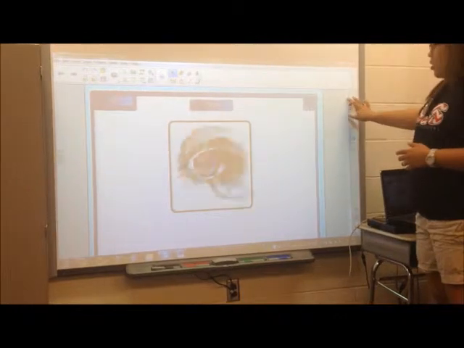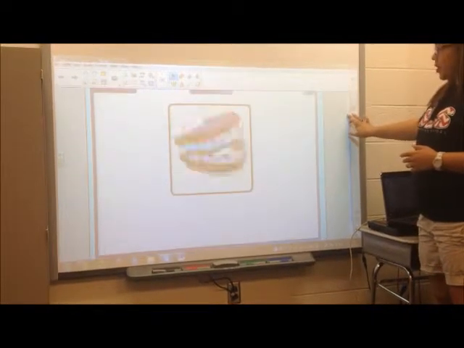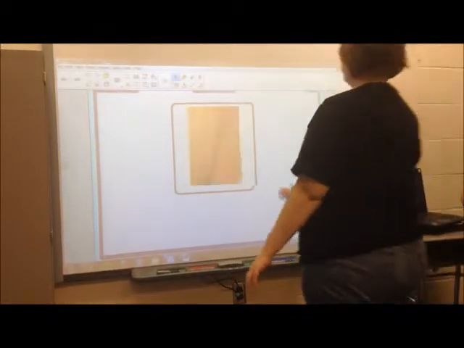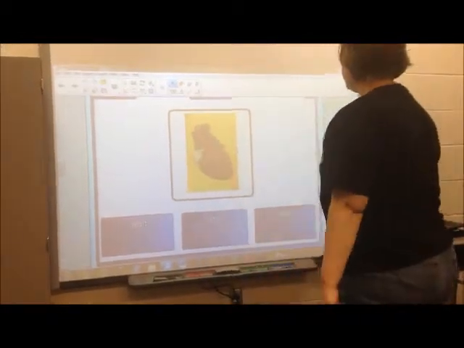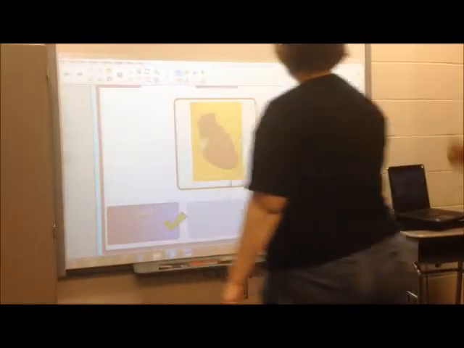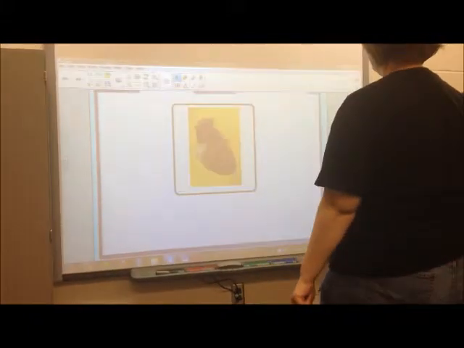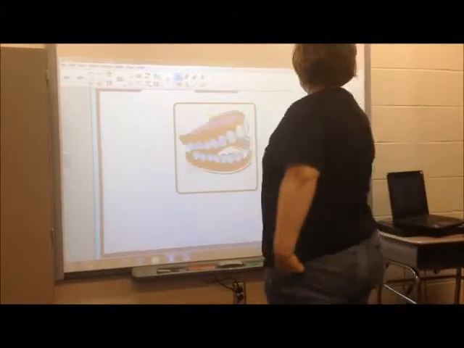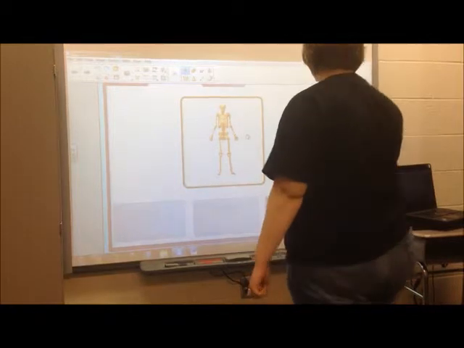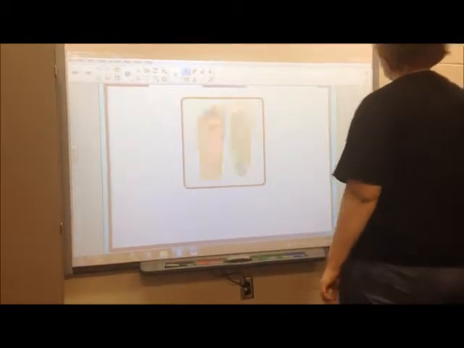Ooh, so I see lots of different pictures. AJ, why don't you come up and click and see what happens? What organ is this? The heart. Very good. And which system is the heart in? Circulatory. Very good. What is the skeleton? Very good. Let's do one more.